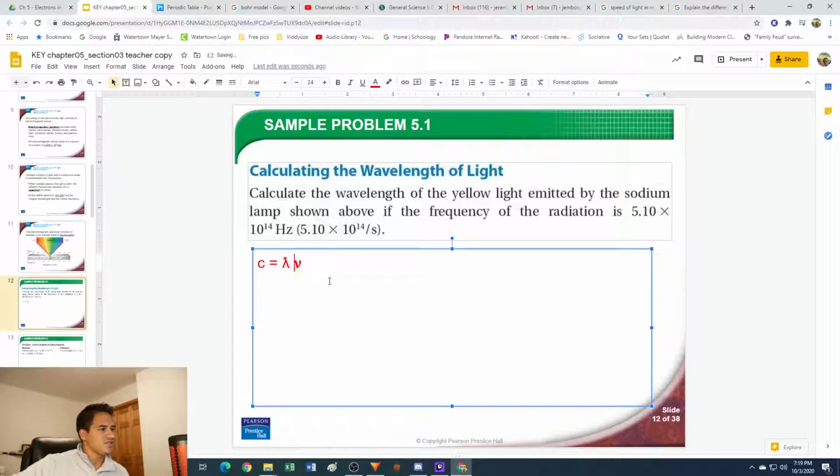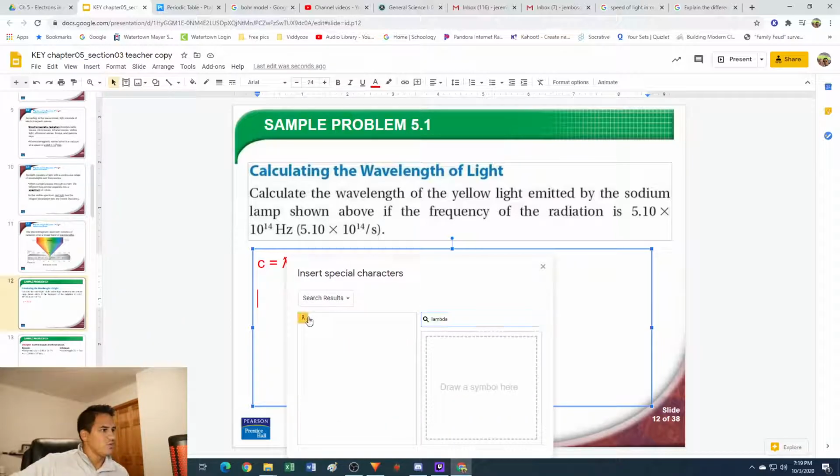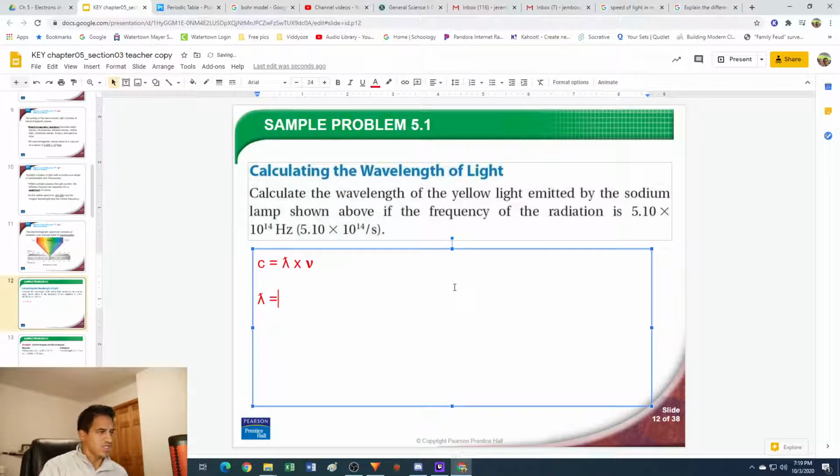Okay, so this is our equation, and they are giving us frequency, which is 5.10 times 10 to the 14th. They want us to find wavelength. So if we rearrange this equation, we will get lambda, because that is wavelength. We'll get that lambda is equal to the speed of light divided by frequency.